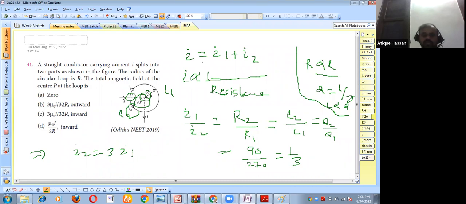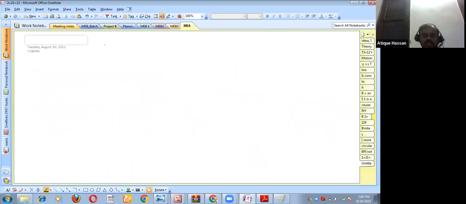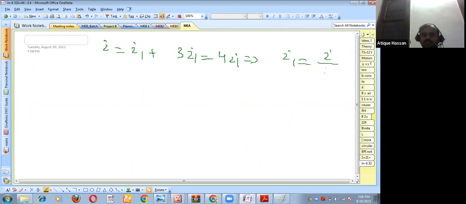Now we will put in the given formula. I can write I is equal to I1 plus I2, and I2 is 3I1. So I can write 4I1 is equal to I. From here we get I1 is equal to I by 4, and I2 will be 3I1, which means 3I by 4. So we calculated I1 and I2.